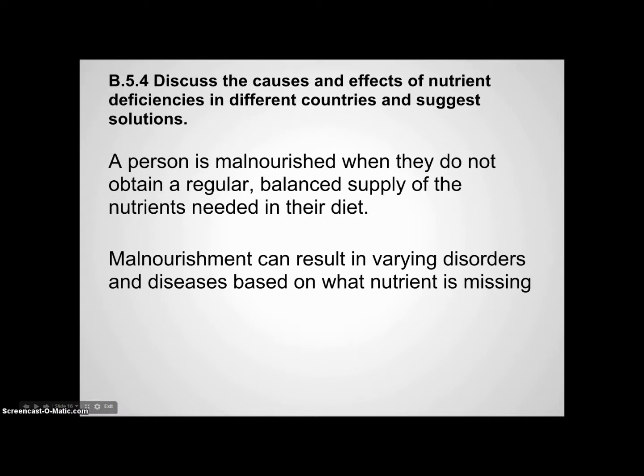Now moving on to the final objective on nutrients. Discuss the causes and effects of nutrient deficiencies in different countries and suggest solutions. So to start out, we have to first define malnourished. This might show up on an IB exam. Define malnourishment, and it's when an individual doesn't get enough nutrients in their diet.